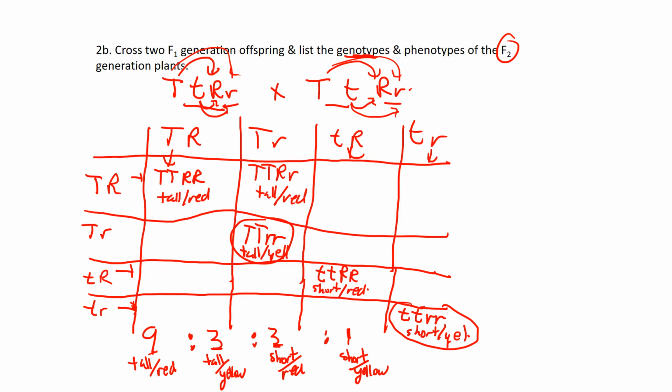But just remember, the key concept here is if you have parents that are heterozygous for both those traits in a dihybrid, you're going to get a 9:3:3:1 ratio.